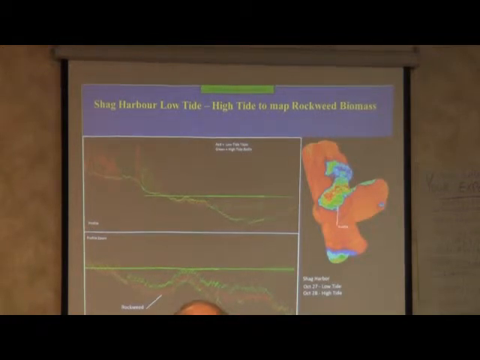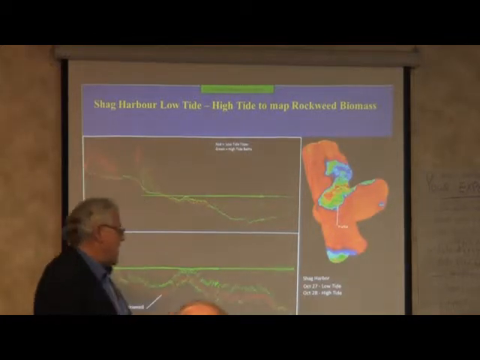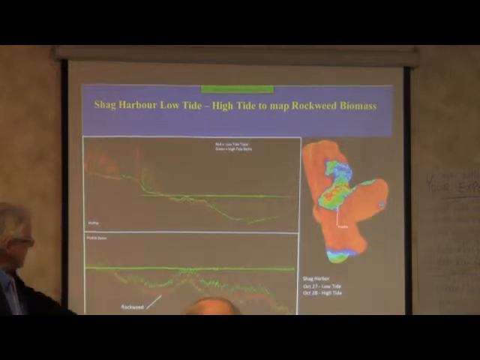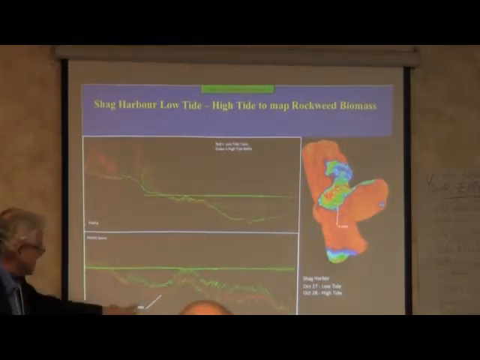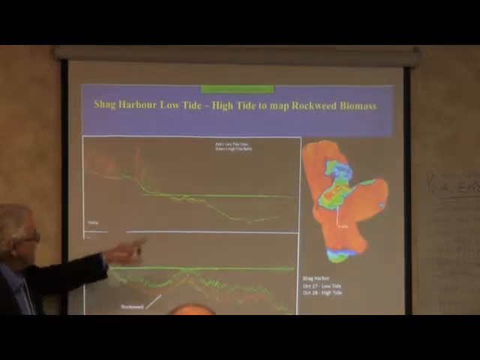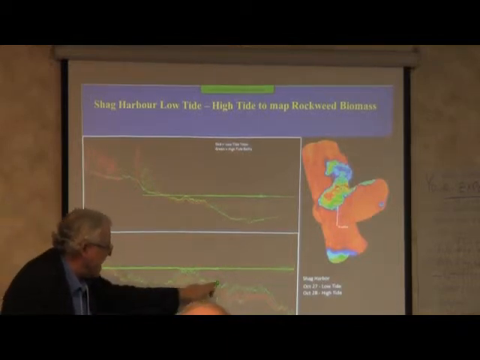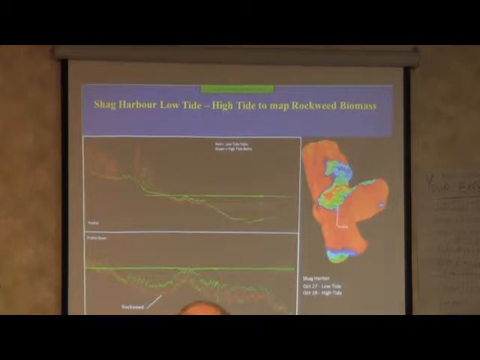We flew the LIDAR mission on October 27th, then the next day, the high tide mission. And if we look here in detail, we can see this upper band. He's got this labeled as rockweed, the red being the low tide. I think this is really the rockweed here, this cloud of points in the green. I'm very happy about that.